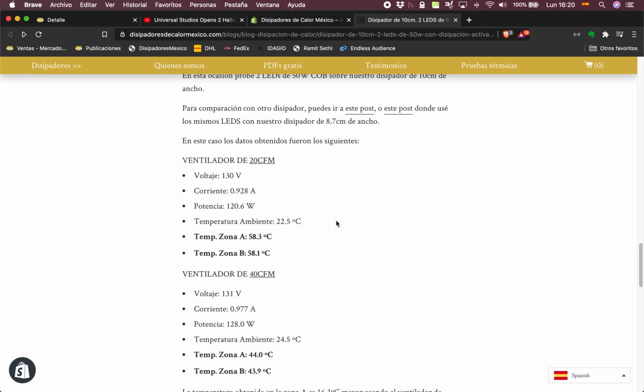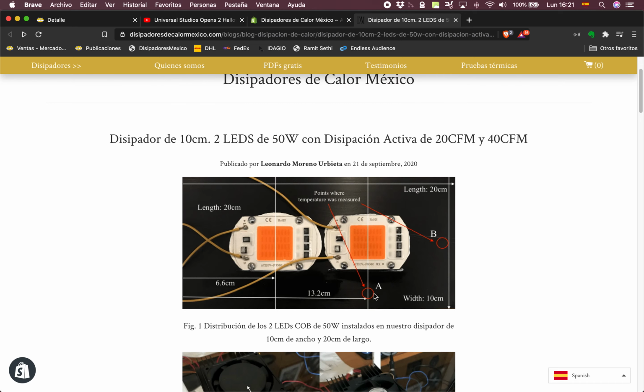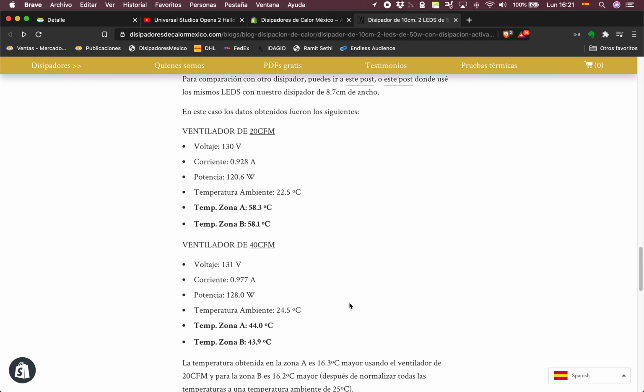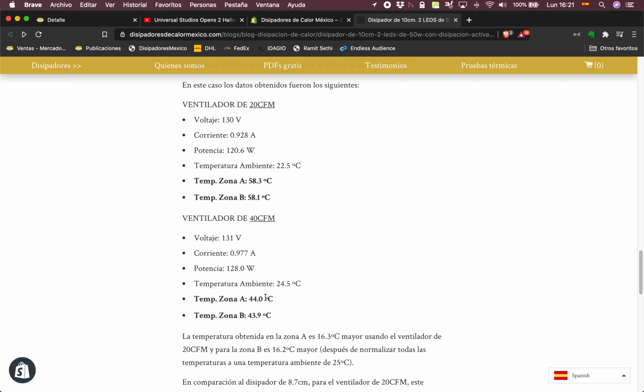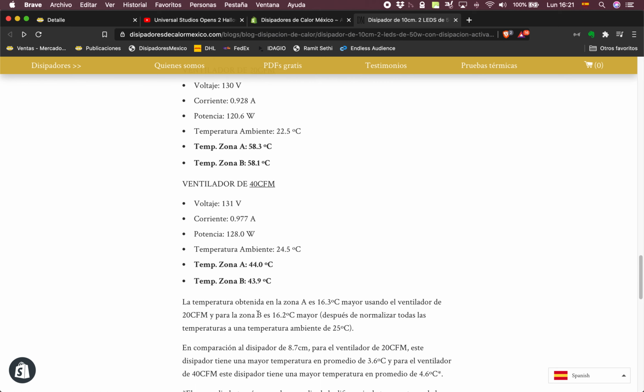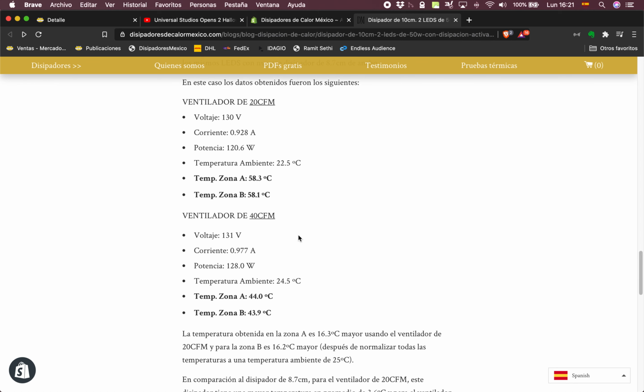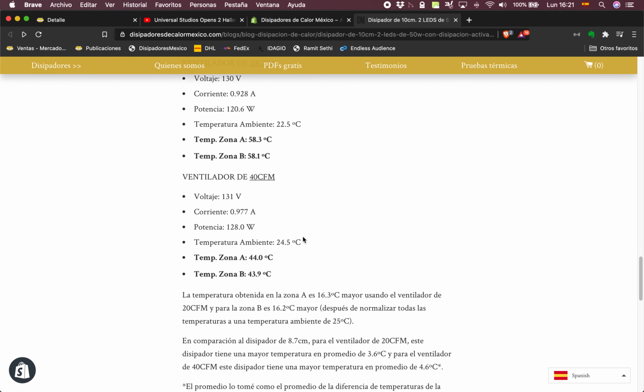The temperature measurement for the 20 CFM fan at an ambient temperature of 22.5 degrees centigrade is 58.3 for zone A and 58.1 for zone B, which is this location and this location for zone B. And for the 40 CFM fan, the temperature is lower. At an ambient temperature of 24.5 degrees it is 44 for zone A and 43.9 for zone B. So a greater airflow implies a lower temperature, as was obtained for the 8.7 centimeter heatsink in the last video.